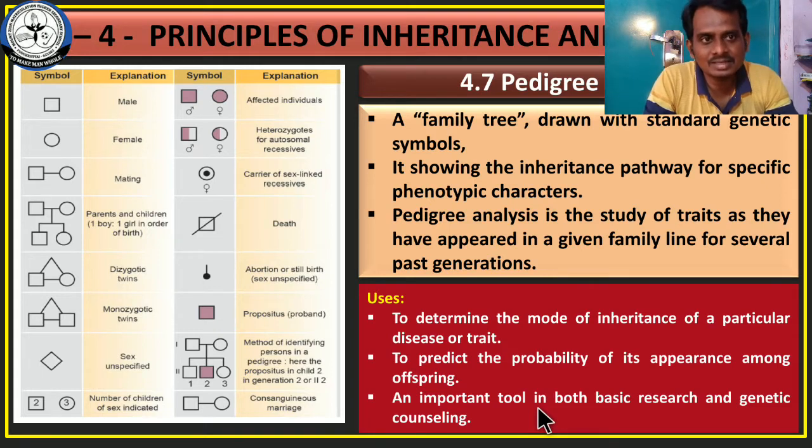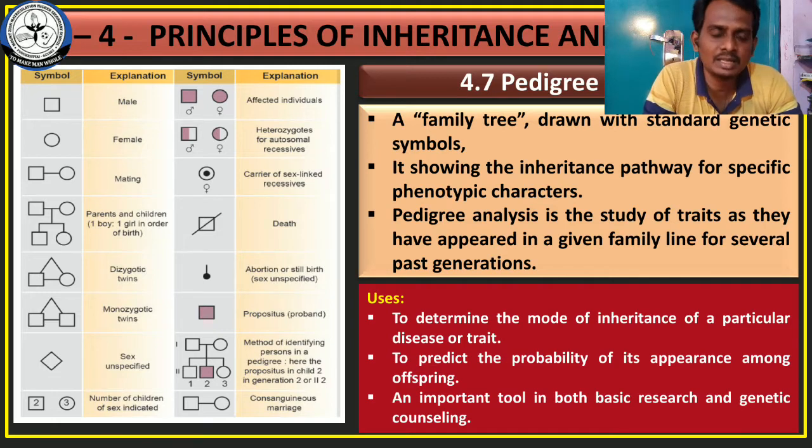Last class we completed karyotyping. What is meant by karyotyping? What are the uses of karyotyping? Then what are the types of chromosomes seen in human beings? And what is meant by aneuploidy? These are the topics we covered in the chapter Principles of Inheritance and Variation.